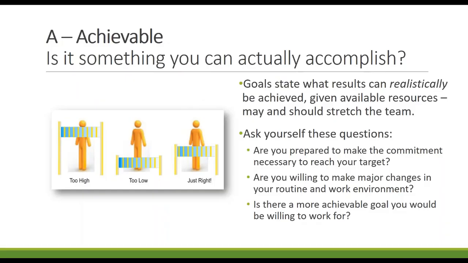The A in SMART stands for Achievable. The goal should be something you can actually accomplish. To be achievable, a goal should state what results can realistically be achieved when given available resources. Keep in mind that it may and really should stretch your team. It should not be set too high or too low. Rather, just like the graphic shows, it should be at a level that is just right and encourages progress toward achieving that goal.